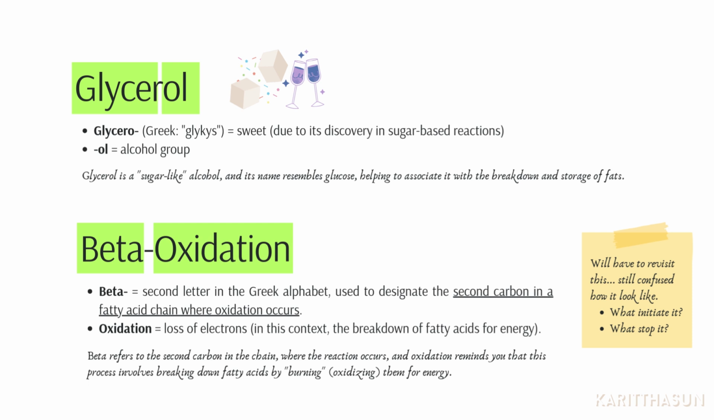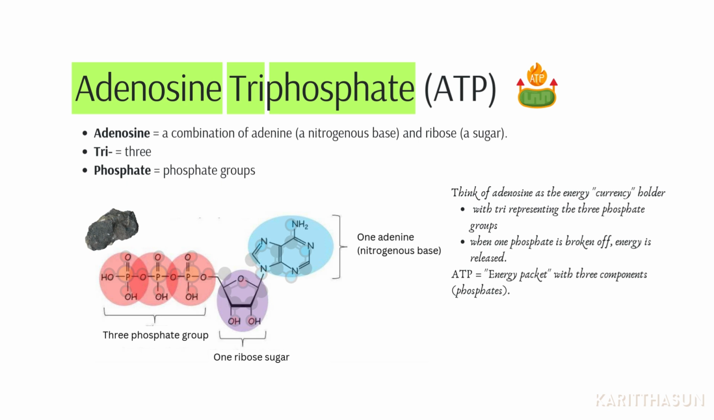Now, let's talk about beta oxidation. This process occurs at the second carbon atom of a fatty acid chain, which is why it's called beta. Through beta oxidation, fatty acids are burned to produce ATP, the energy currency of the body. As for ATP, it's what powers our cells. It consists of adenine, a nitrogenous base, combined with ribose, a sugar, and three phosphate groups. When one phosphate group is broken off, energy is released.